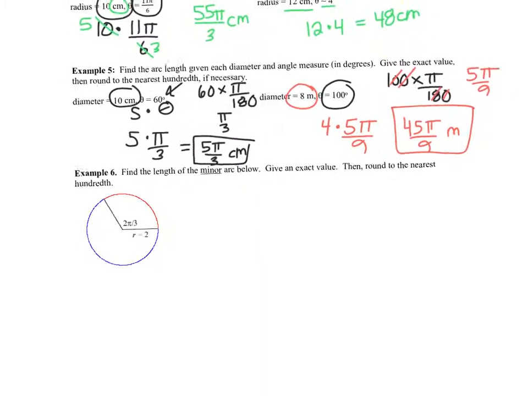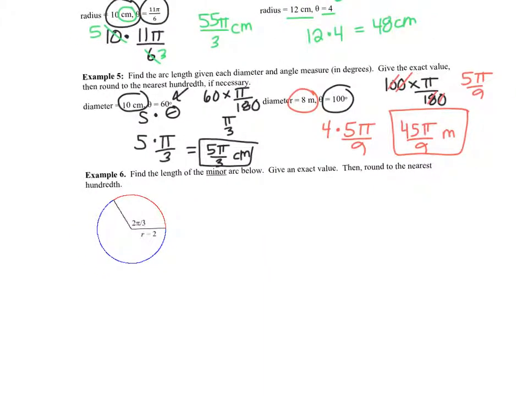Okay, and the last one, find the length of the minor arc. If you might remember from geometry, minor arcs are less than 180 and major arcs are greater than 180. So this would be the major arc. Give the exact value, then round to the nearest hundredth.